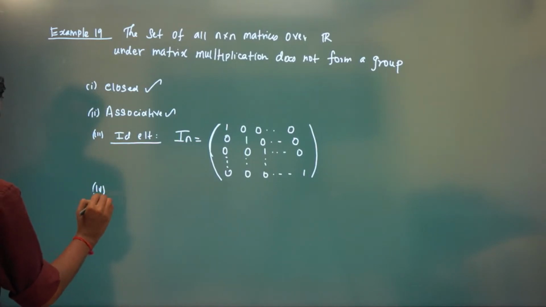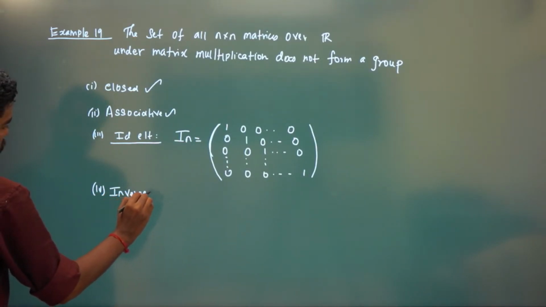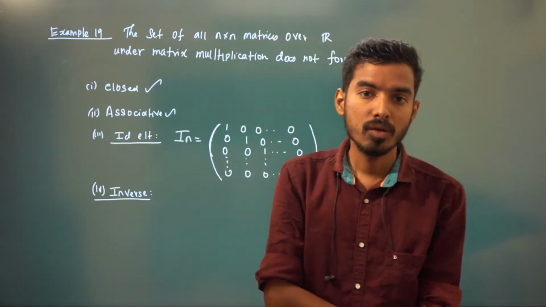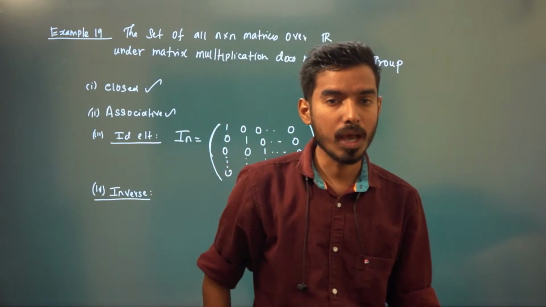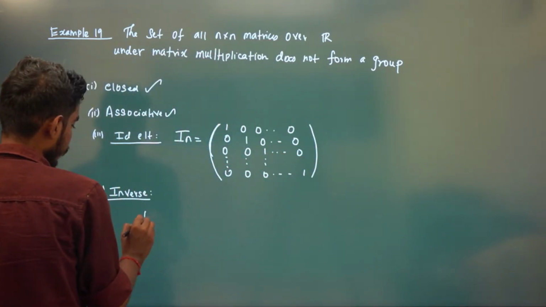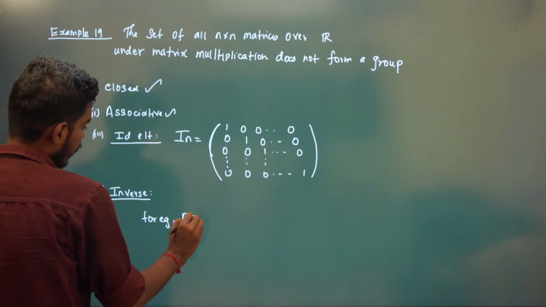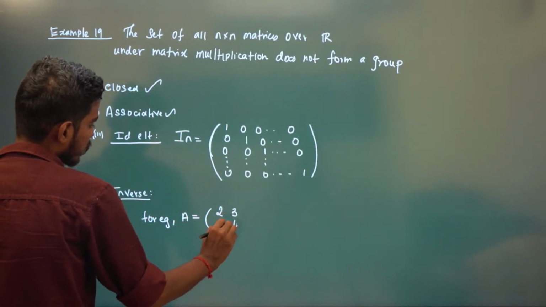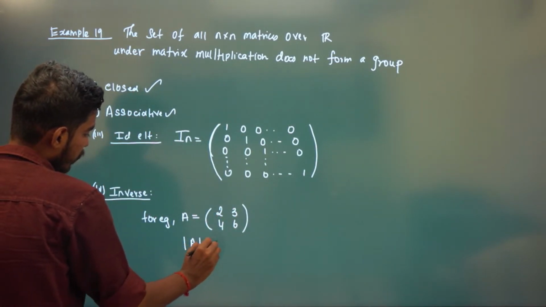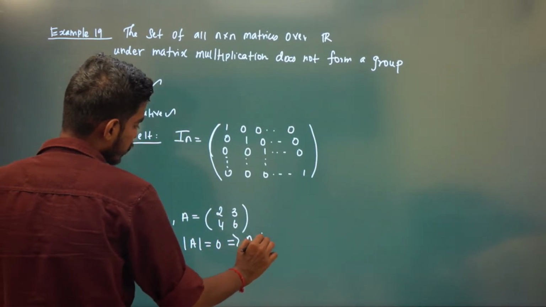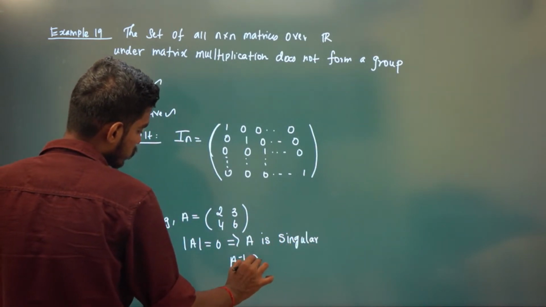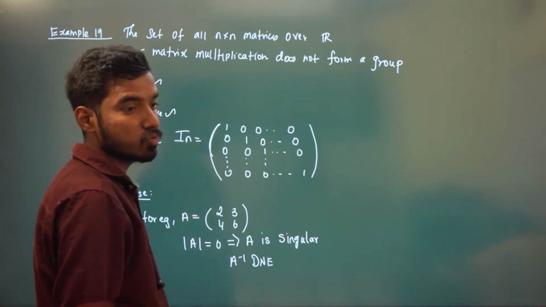What about inverse? Inverse does not exist for all matrices, right? Inverse exists for a matrix whose determinant is non-zero. If you have a matrix whose determinant is zero, A inverse does not exist, right? For example, if you take A to be equal to 2, 3, 4, 6. Now what about the determinant of A? Determinant of A is 0. That means A is a singular matrix. So if you have a singular matrix, A inverse does not exist, yes or no?